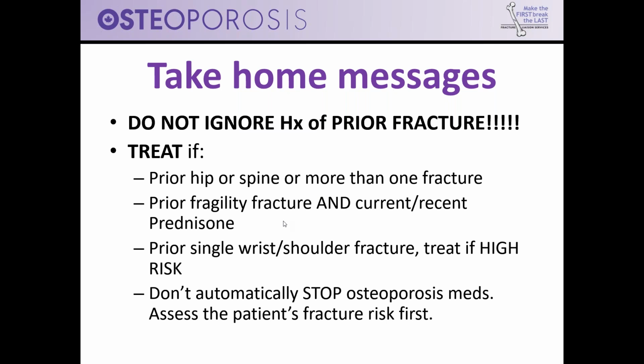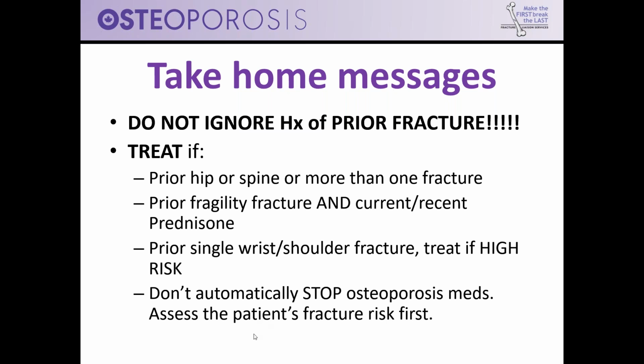You should treat them if they've had a prior fragility fracture and they're either on prednisone now or they received prednisone treatment within the last 12 months. If they had a prior wrist or prior shoulder fracture, then you would treat if they're high risk, and that is based on either bone density and fracture risk determination, or if the patient cannot go for bone density tests, you can do fracture risk using FRAX.